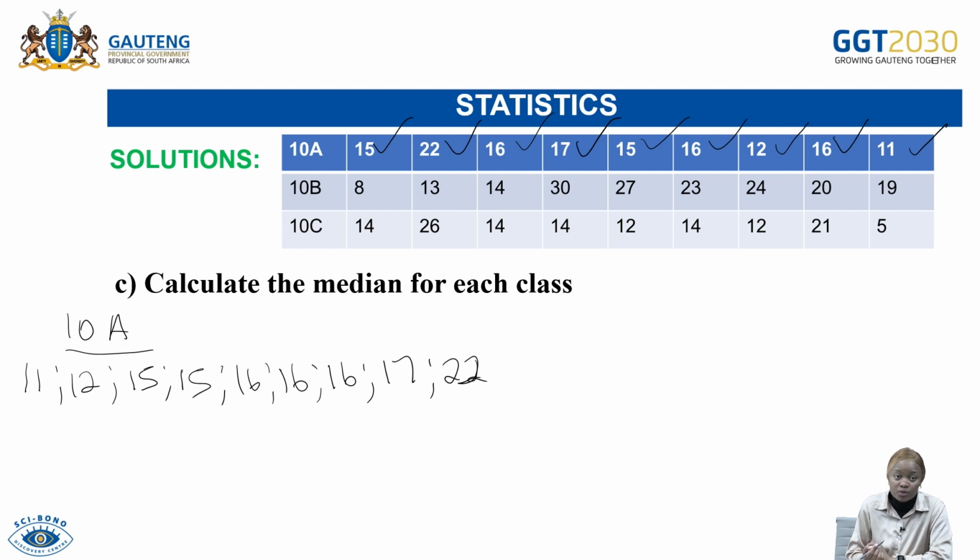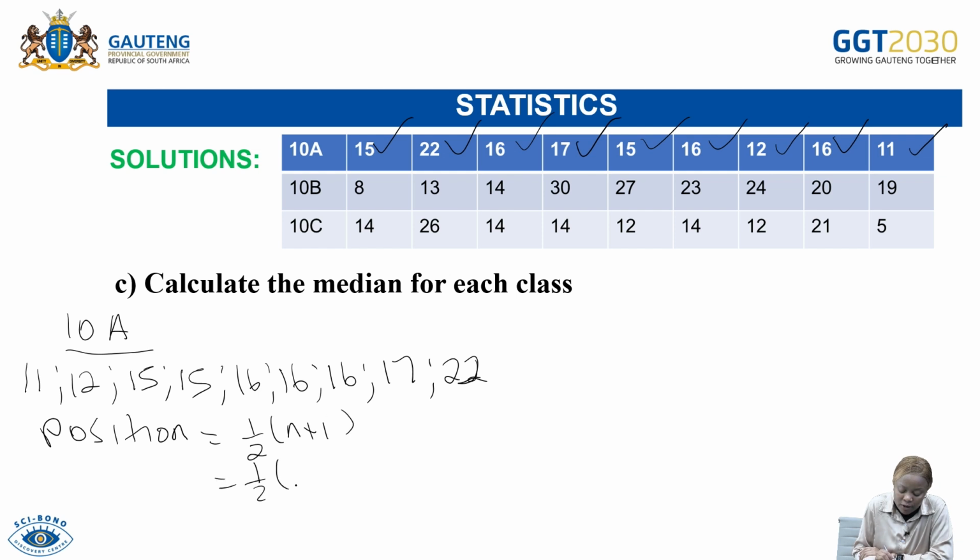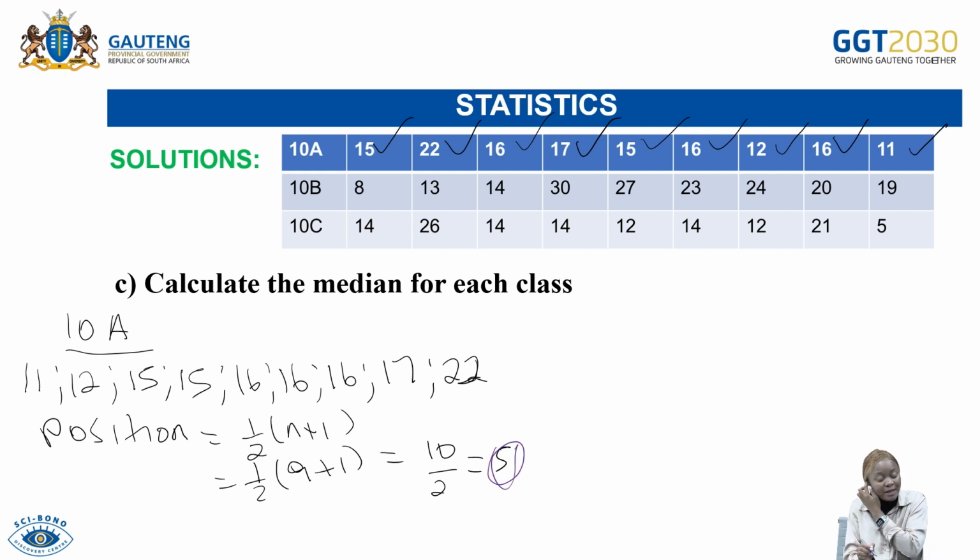So now we can find the position. Our data has been arranged in ascending order. Good. But there's no mark for arranging your data in ascending order. Let's find the position. Your position, we said it's 1 over 2 into n plus 1. So it is going to be 1 over 2 into how many data do you have? The data set, we said it's 9. So it's 9 plus 1, and you get 10 over 2, which is 5. Remember, this is just a position. 5 is not your median, but it's the position of the median.